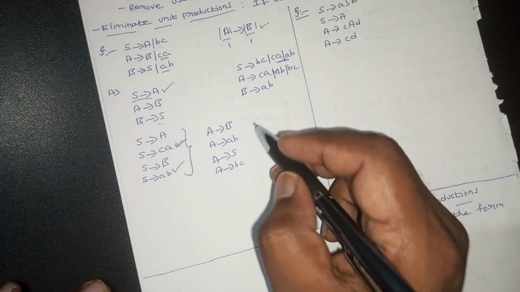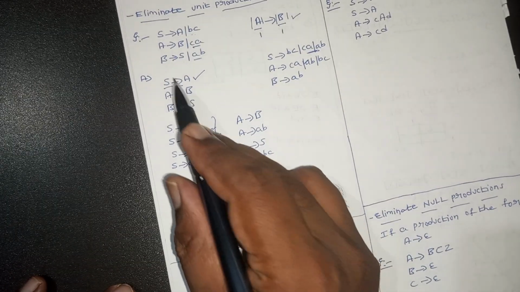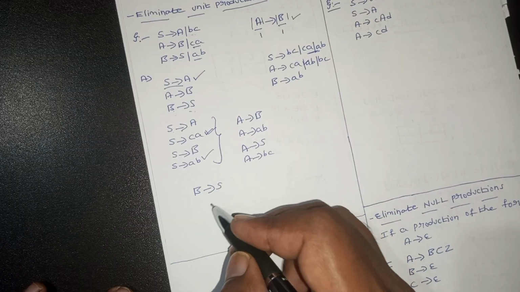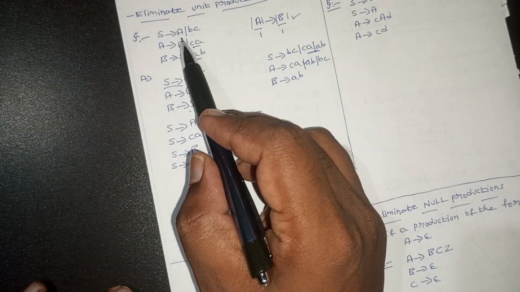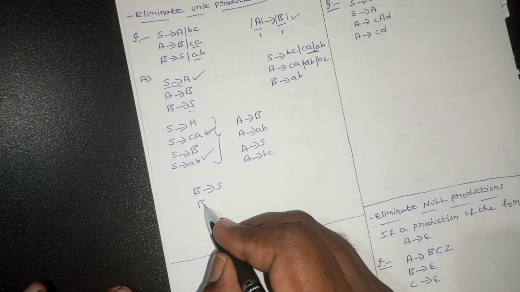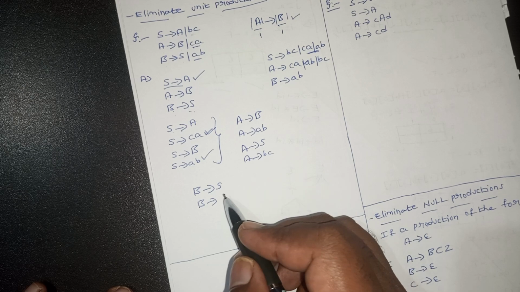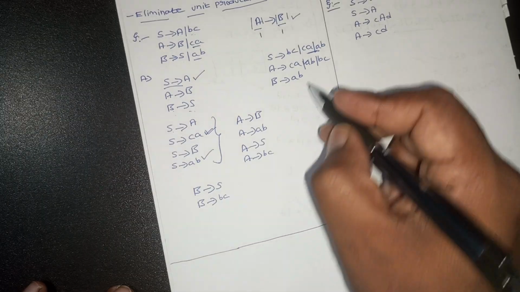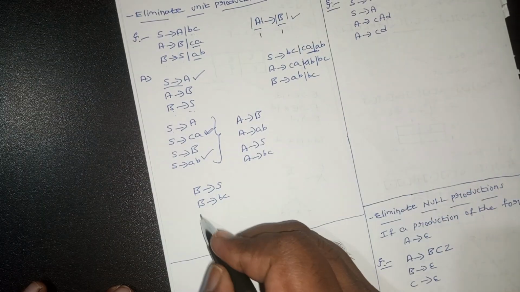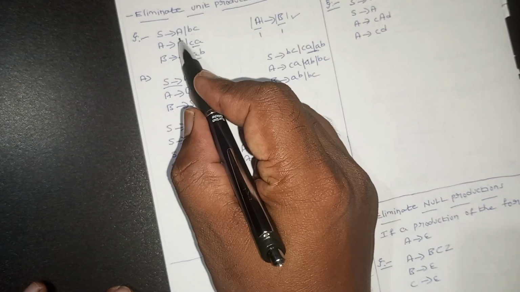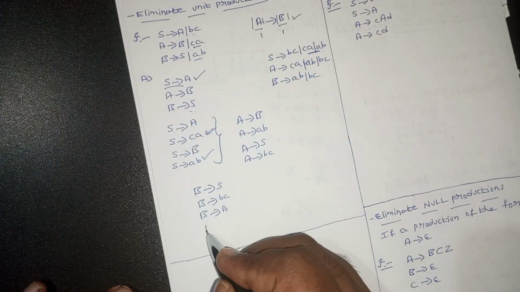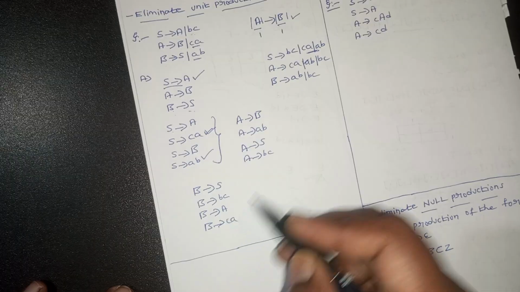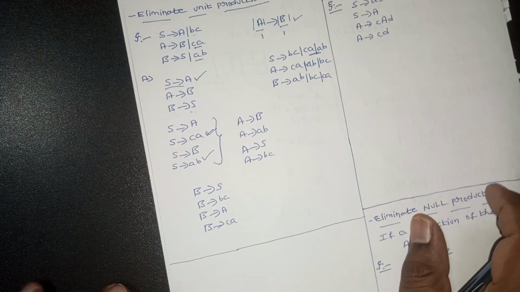Now next one. B tends to S. What is S equal to? S is equal to BC. You write BC in the answer. Now S tends to A. What is A? A is equal to CA. You write CA in the answer. So this is the answer.